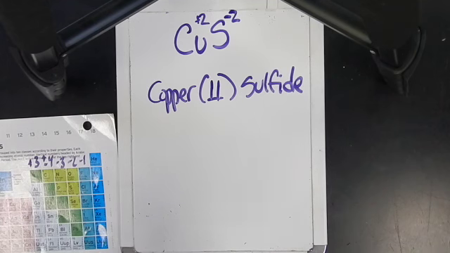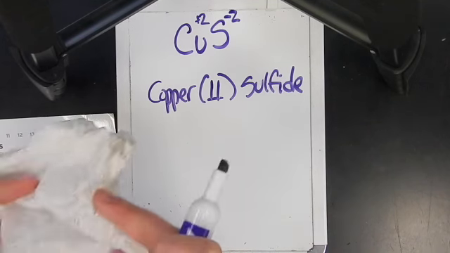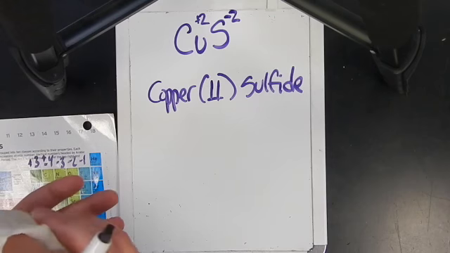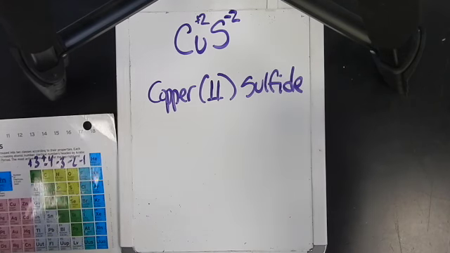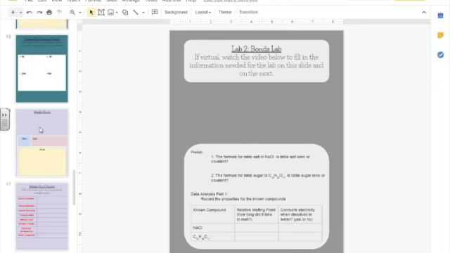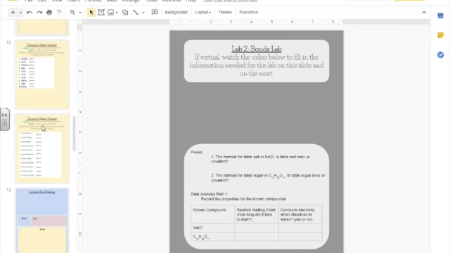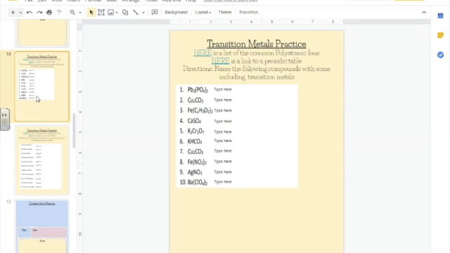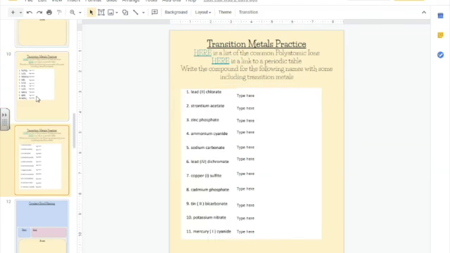If you need more examples or need me to go through any other questions about this, let me know, and I can work some more problems out for you. In your digital notebook, you have 2 slides of practice. The first one is the compound and you write the name. The second one is the name and you write down the compound.